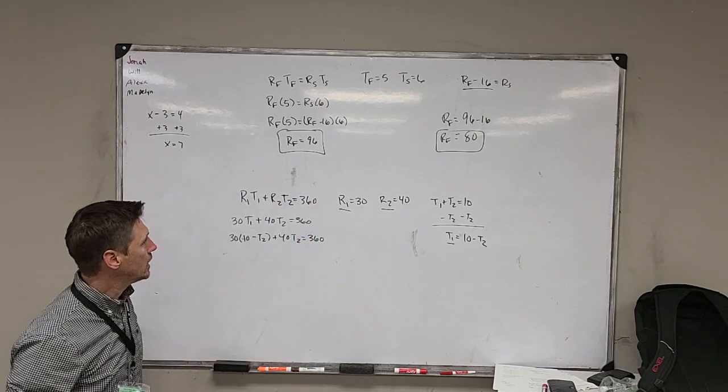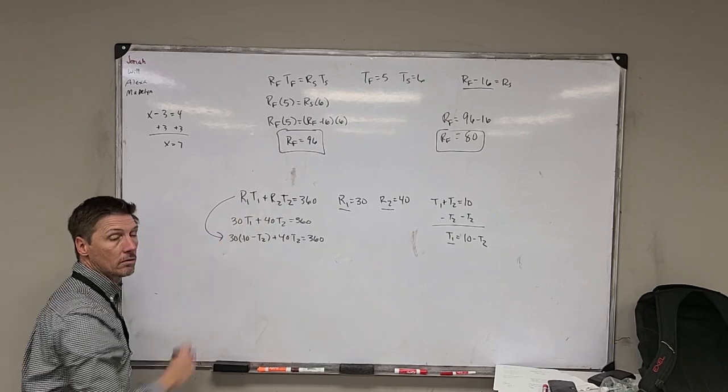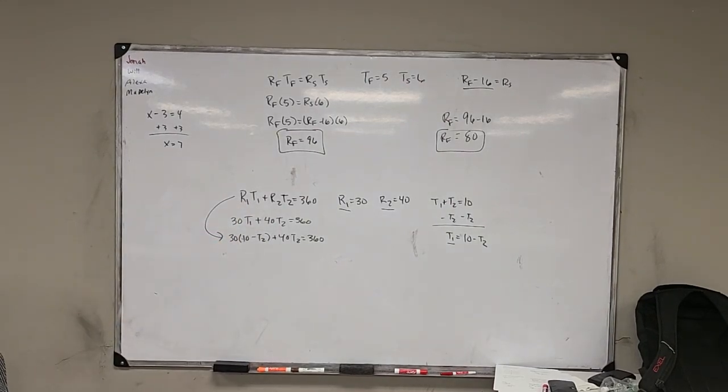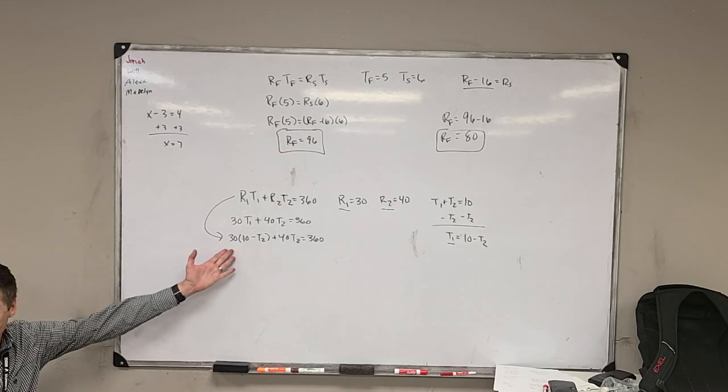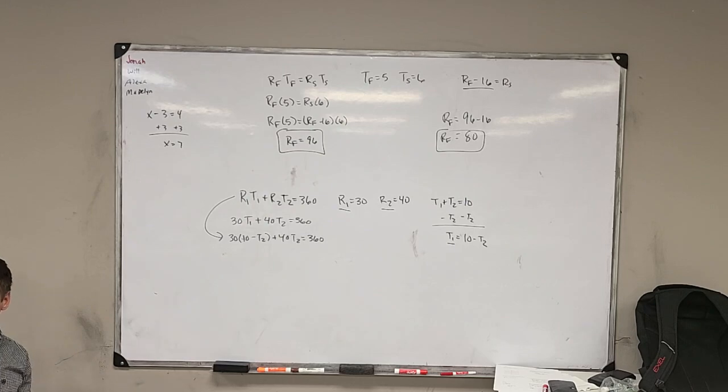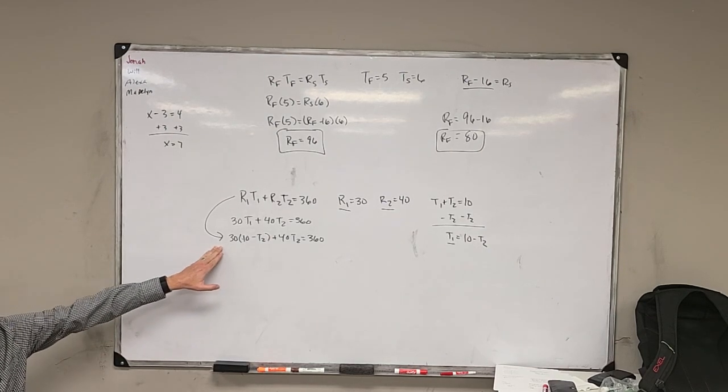Now, did I lose anybody going from here to here? Do I need to explain the steps that I took to do that? Is that clear? All right. What do I have right here? I've got an equation with a single unknown variable, right? T2 is the only thing that's unknown. And anytime I have an equation with one unknown, I can solve that. What am I going to do? How am I going to get rid of the parentheses right here?